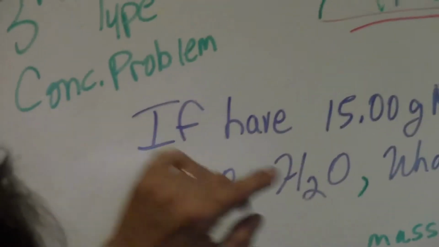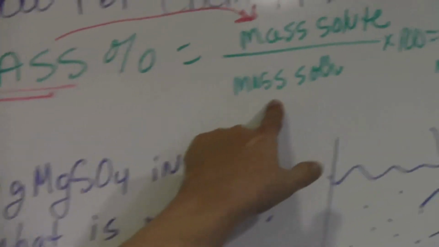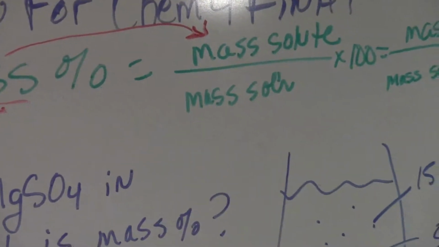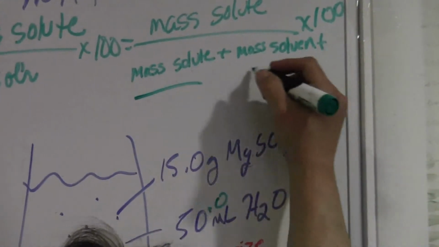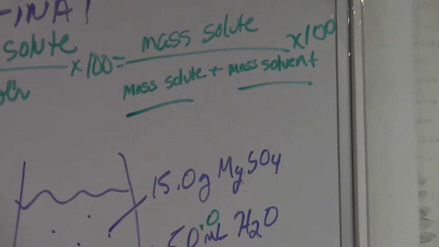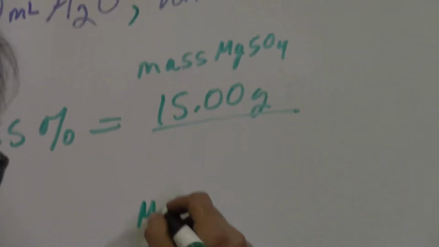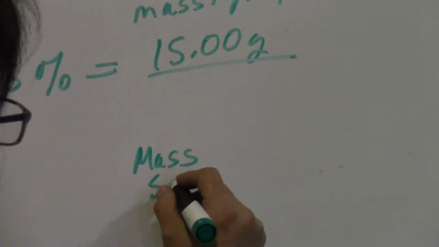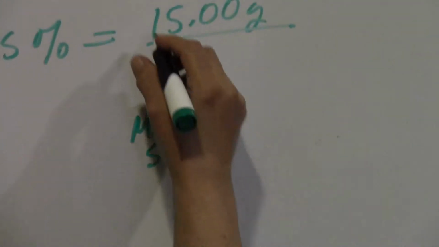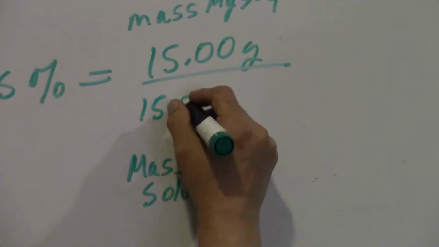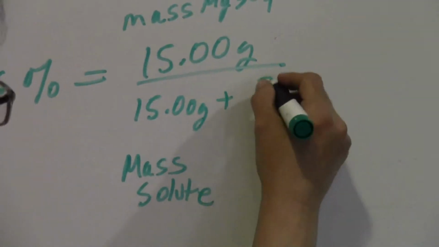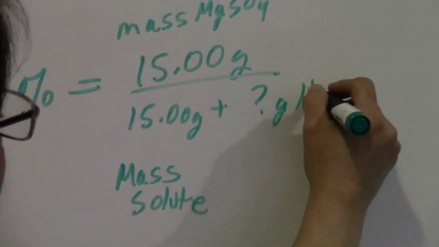us the mass of the solution. We have to find that. And we can find that by adding the mass of the solute and the mass of the solvent. So what is our mass of the solute? That's our magnesium sulfate. So we're going to bring that 15 down here. But now what is the mass of the water?